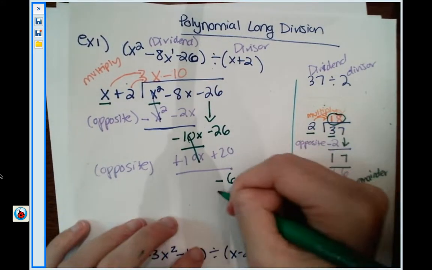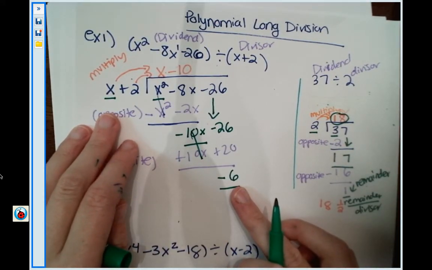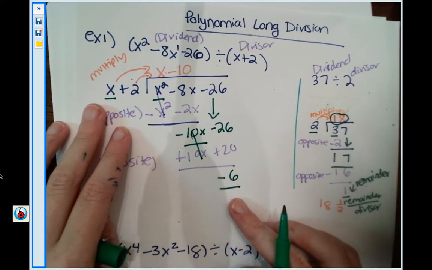Same thing here. I'm going to go down here and I'm going to say x times what gives me negative 6. Well, guess what, you guys? It doesn't work. I can't multiply anything to x to get negative 6 unless I'm multiplying by fractions, and we cannot do that.